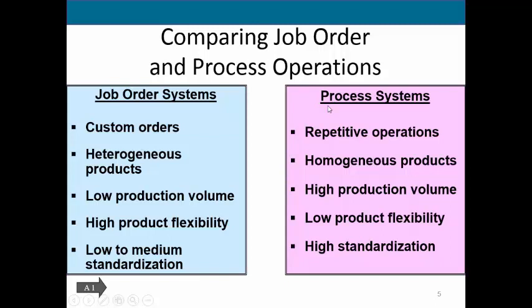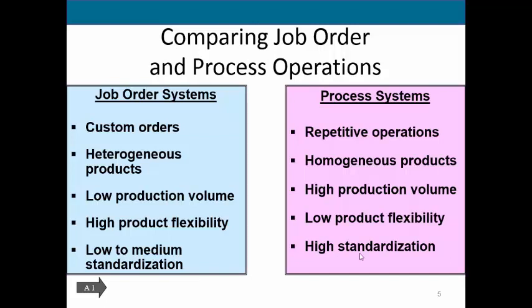Process costing, on the other hand, is a repetitive operation, so it's a single process that we're running our product through. These are homogeneous products, meaning all of our products are typically about the same. We have high production volume, so we're creating a lot of what it is we're creating. And we have low flexibility and high standardization.